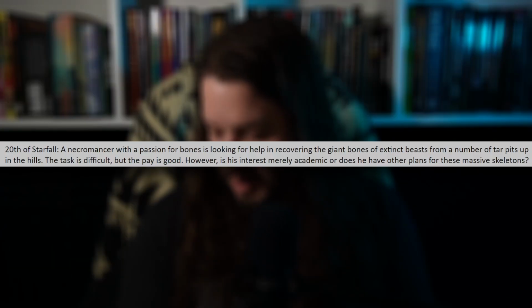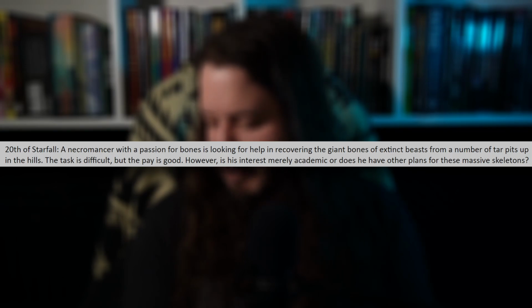And then you have other ones that are just great little plot hooks for little side adventures. These are fantastic for a sandbox campaign. We have the 20th of Starfall. A necromancer with a passion for bones is looking for help in recovering the giant bones of extinct beasts from a number of tar pits up in the hills. The task is difficult, but the pay is good. However, is his interest merely academic, or does he have other plans for these massive skeletons?